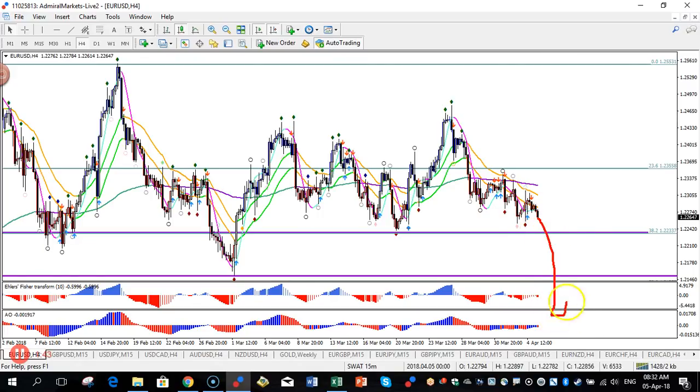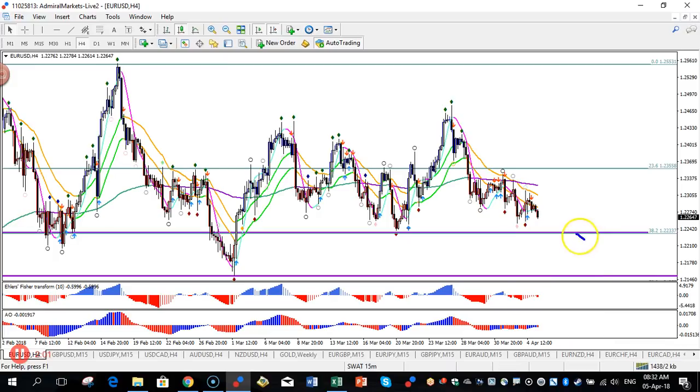So I'll be looking for a strong daily bearish candle like this. We're looking for a retracement to halfway or 38.2 fib, looking for a flag pattern like this, corrective pattern, and then a continuation lower. That will be my game plan if there is a bearish break.